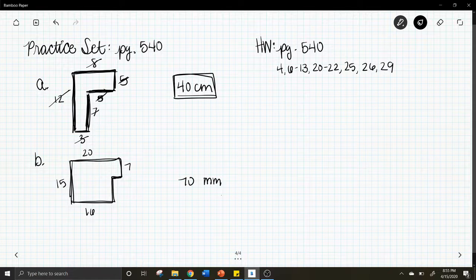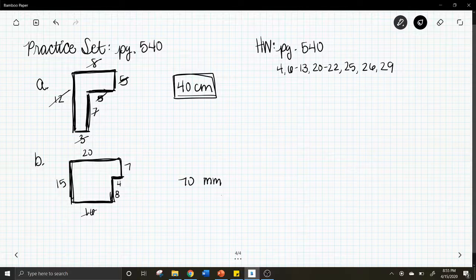Okay, so let's look at this horizontal length first. This horizontal length plus 16 is going to equal 20, the full length. So you'd find that that missing side is going to be 4 millimeters. All right, now this vertical length. This vertical length plus 7 will equal 15. So that means this missing length is 8 millimeters. So then you would go around and add up all of those lengths to find your perimeter.